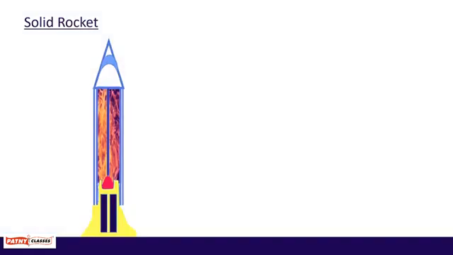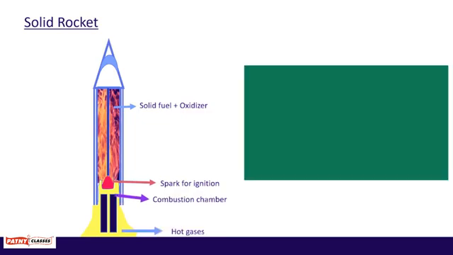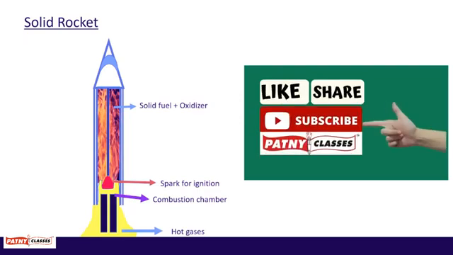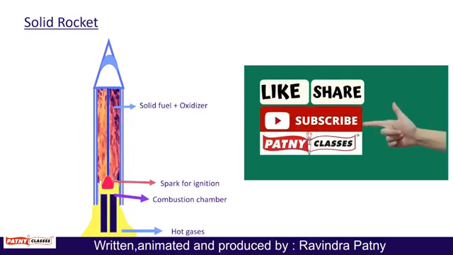Important sections of a solid rocket are solid fuel plus oxidizer. It is a chamber in which solid fuel plus oxidizer are present, a spark for ignition, a combustion chamber, and a nozzle to eject hot gases out of the rocket.